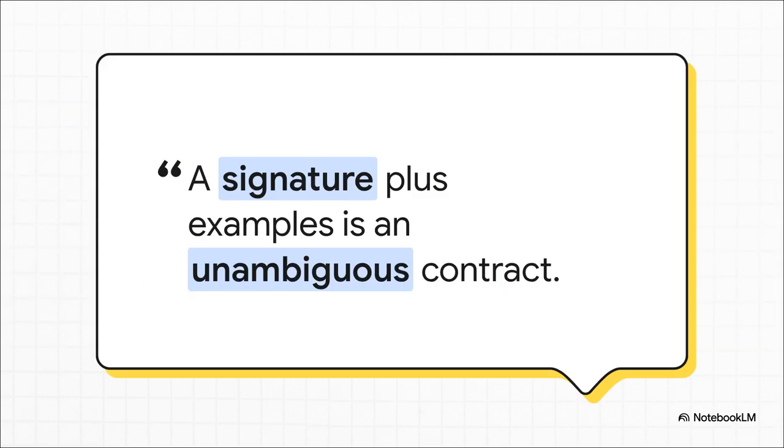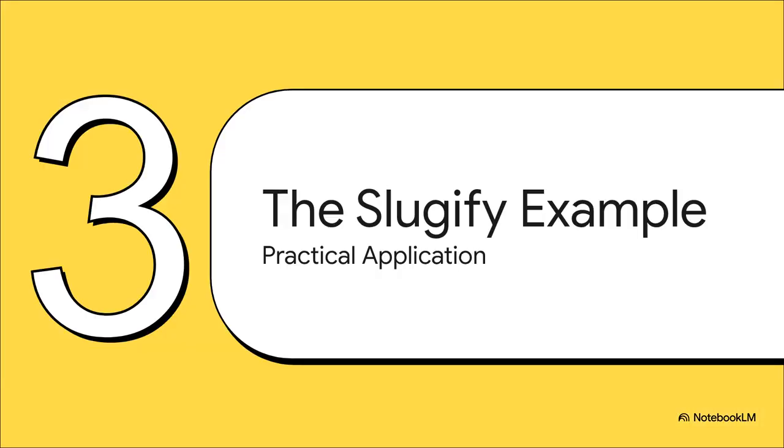And this idea right here brilliantly illustrates why the method is so powerful. A signature plus examples is an unambiguous contract. By giving it those examples, you aren't just explaining the logic to the AI, you're actually simultaneously writing tests that you can run right away. The AI's output is instantly verifiable. It either passes the contract or it doesn't. No gray area.